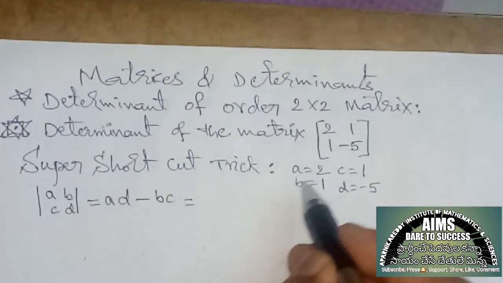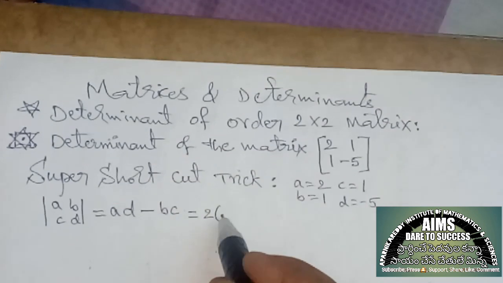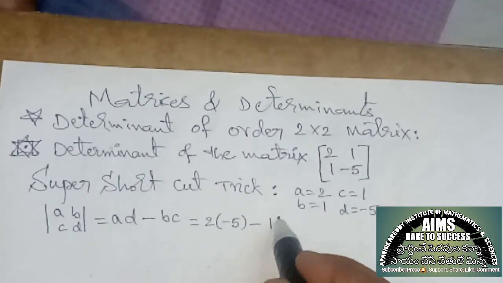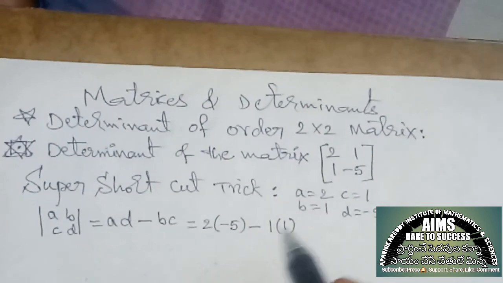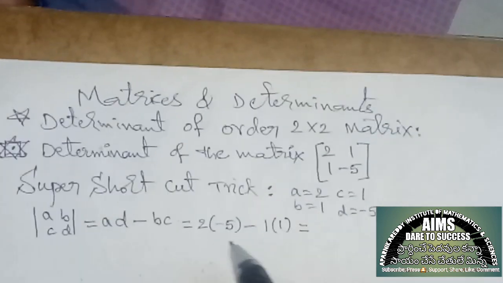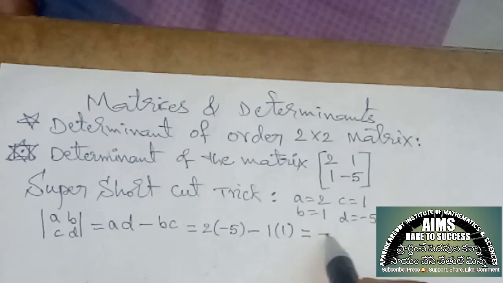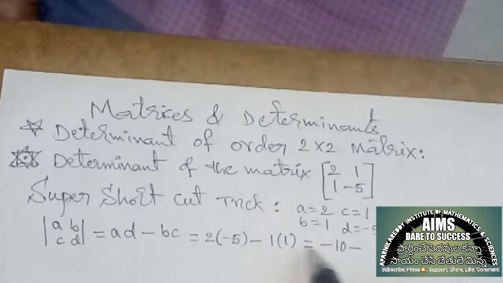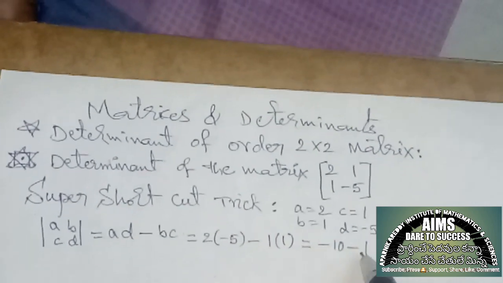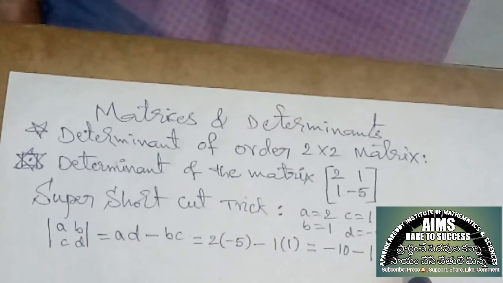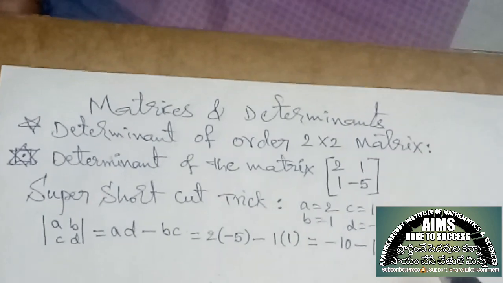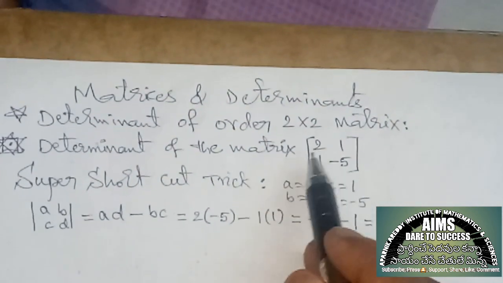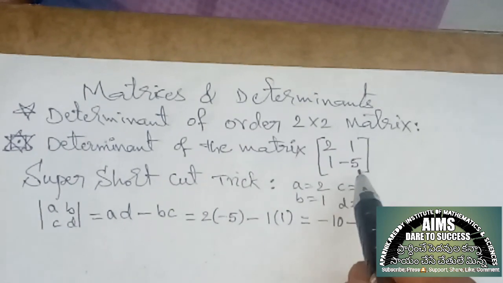Substituting values, we get A value 2 into D value minus 5, minus B value 1 into C value 1. Normal simplification, we get plus into minus: minus 2 into 5, 10, minus 1 into 1, 1. Minus 10 minus 1 is minus 11, which is the determinant of the matrix 2, 1, 1, minus 5.